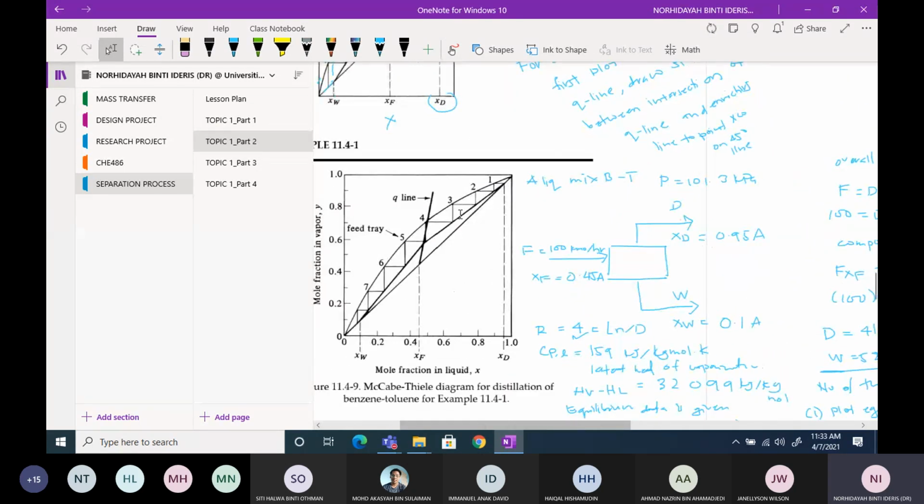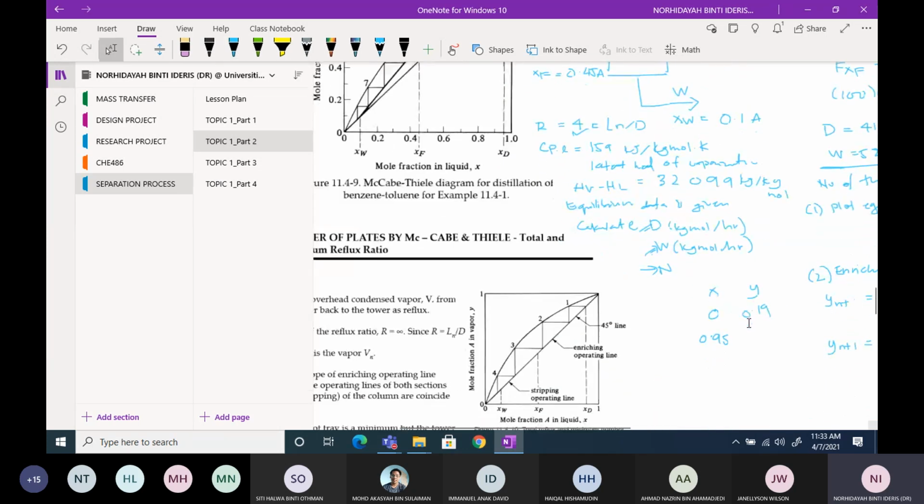Okay, sorry, this graph. Okay, so just plot a straight line, on the upper part here. Okay, good so far?